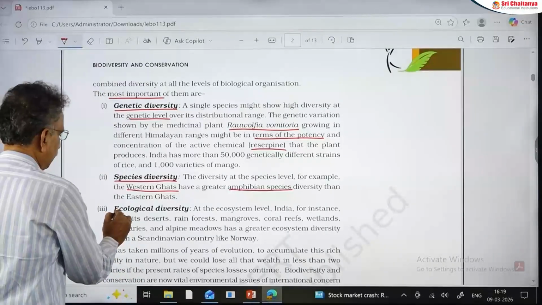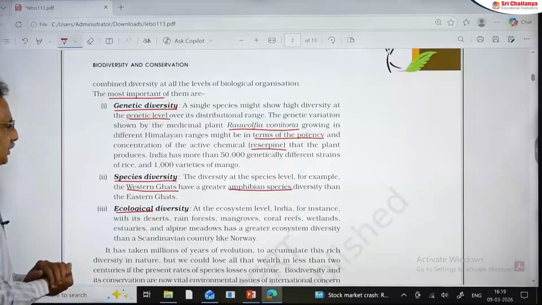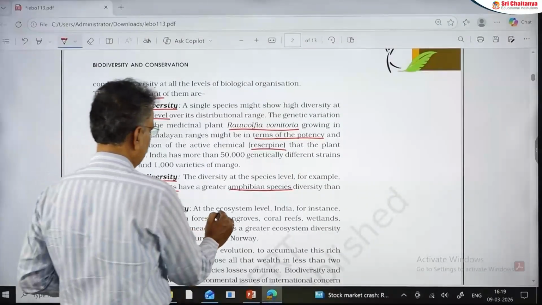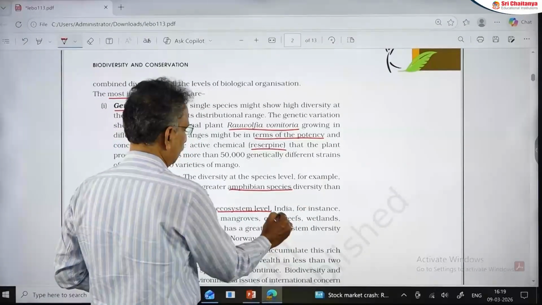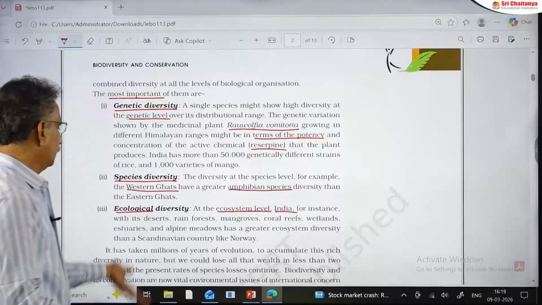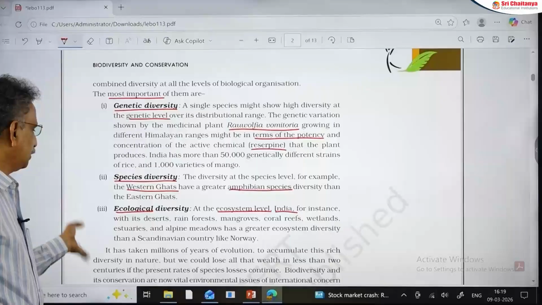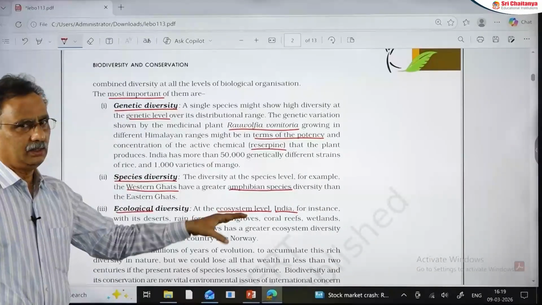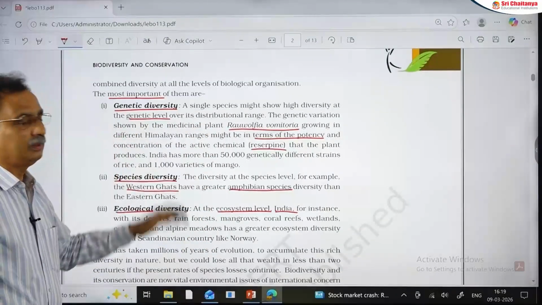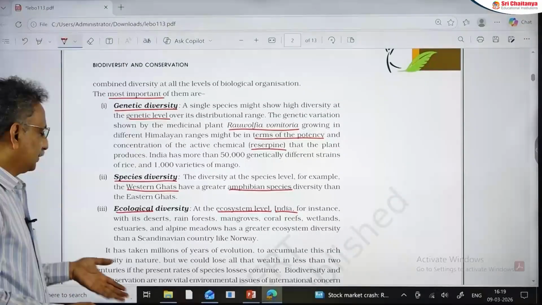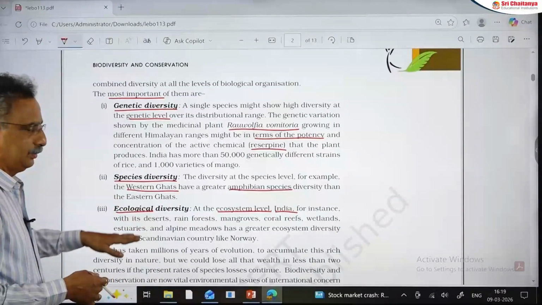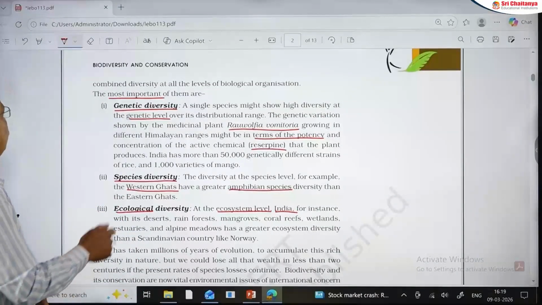Sorry. Ecological diversity is another one. Ecological diversity is at the ecosystem level. At the ecosystem level within India, if you observe, there are deserts, rainforests, mangroves, coral reefs, wetlands, estuaries, alpine meadows. If you take entire India into account, all of this will come, whereas every state need not have this; it is applicable to whole India, right?